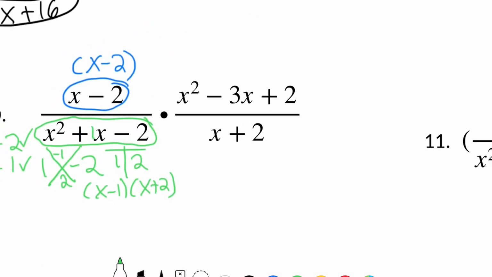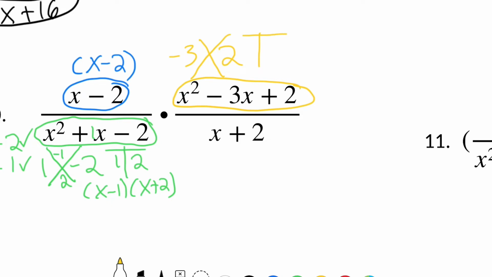The second numerator, we can factor this. Can we factor out a GCF? No. Does our a equal 1? Yes. So we can go into our big X, negative 3 and 2.